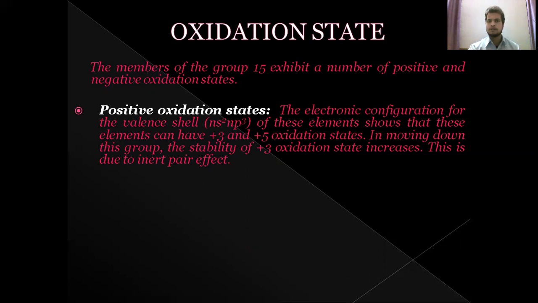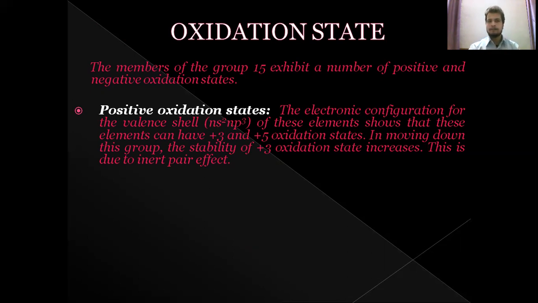That is the group oxidation state. Other than that, it can show the +3 oxidation state also, where it loses only the p3, not the s2. Now, it was found that as we move down the group, the tendency to lose these 3 electrons increases. That means the tendency to show +3 oxidation will be more than +5. The reason for this particular trend in the oxidation state is the inert pair effect.